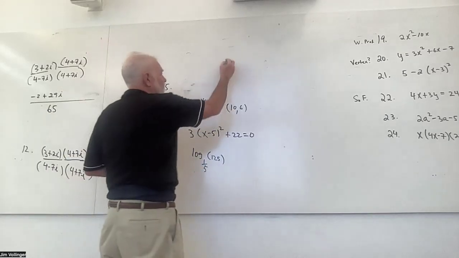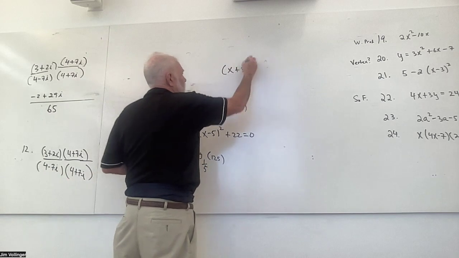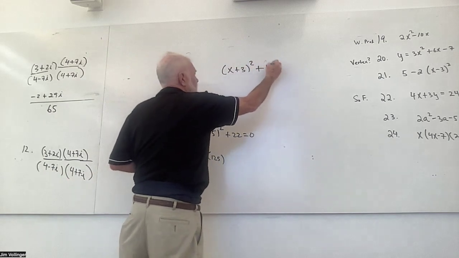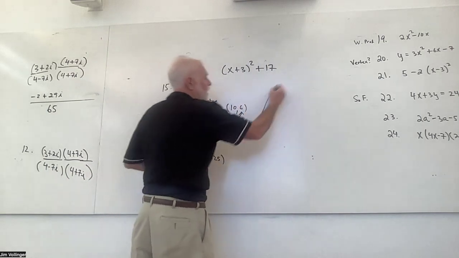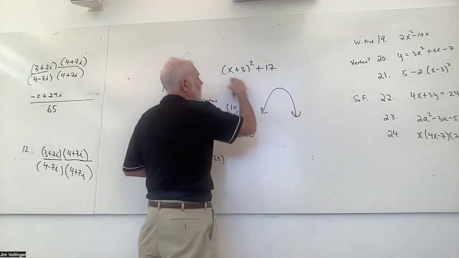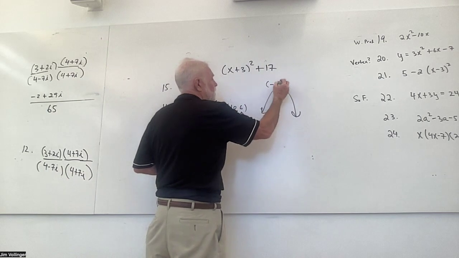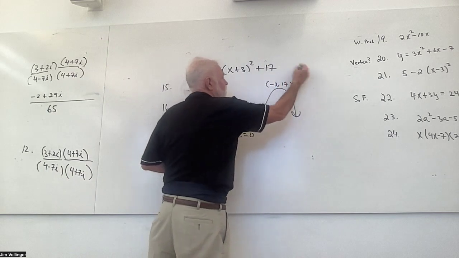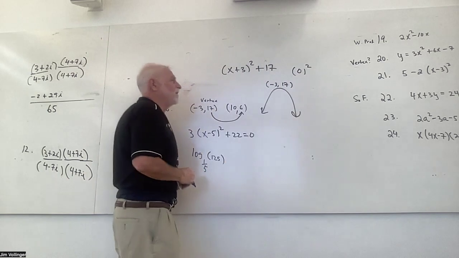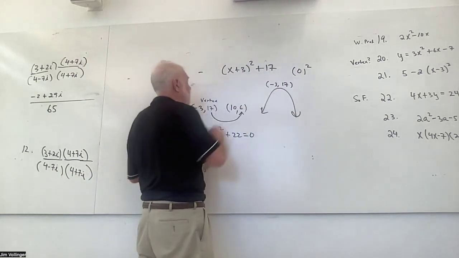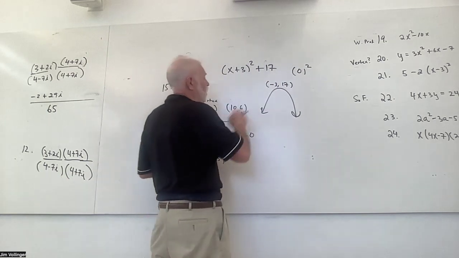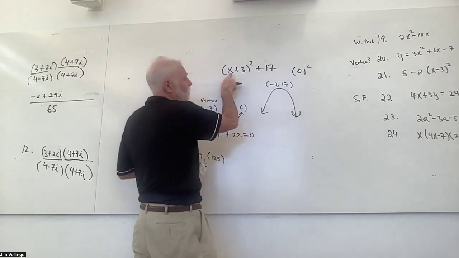Vertex, -3, 17. Then I know I've got X plus 3 squared plus 17. And I know 17 to 6 is going down. So I got a cup shape down, and my vertex is -3, 17, because 0 squared is the smallest area you can get. If you put a minus sign in front of it, it becomes maximum. All right, and what makes 0 squared up here? Plugging in.